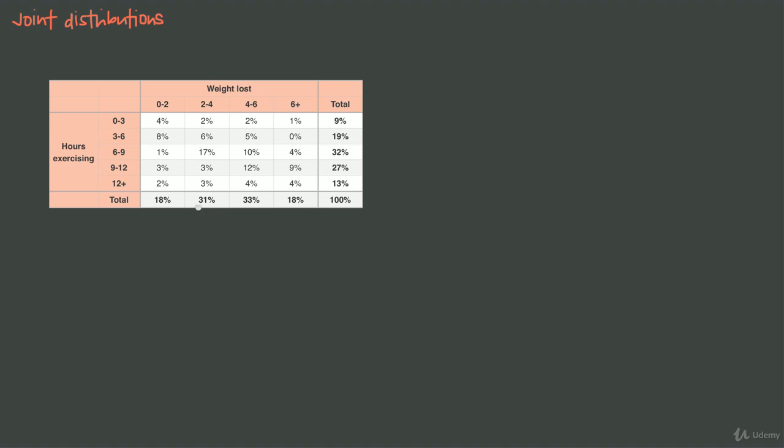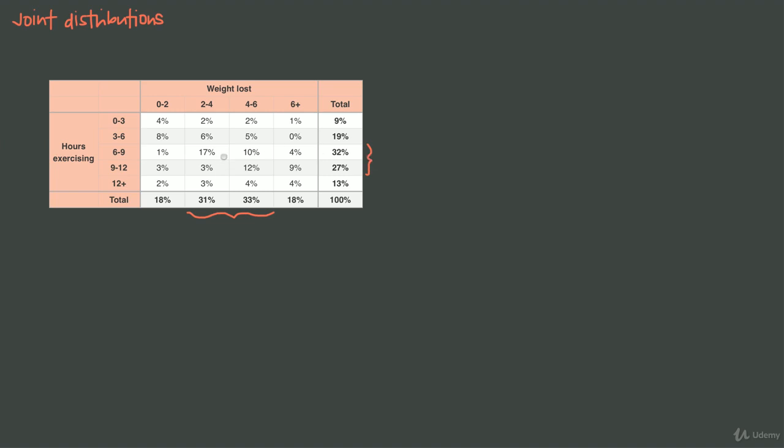When we just looked at the distribution of weight lost, we had this total row here at the bottom, and we saw that most of our participants lost between 2 and 4 pounds or between 4 and 6 pounds. These were the largest groups. And when we just looked at hours spent exercising, we had the total column over here on the right, and we can see that the bulk of our data fell in this range here. Most of our participants spent between 6 and 9 hours exercising or 9 and 12 hours exercising. So on average, 6 to 12 hours per week is where the bulk of our participants fell.